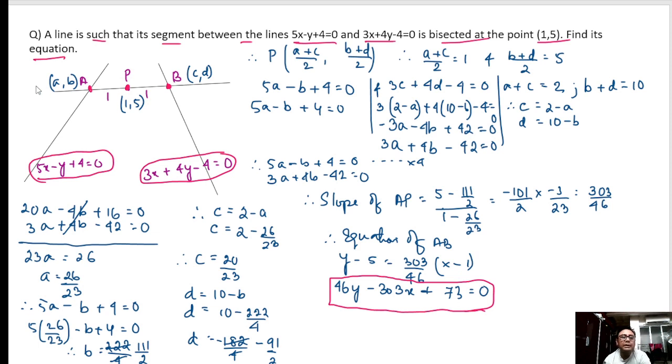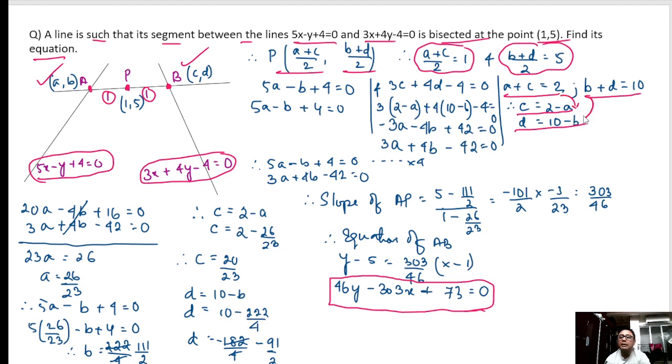Okay, so let the coordinates of this be a comma b and this be c comma d, and P's coordinate is given to you. Bisected means it is the midpoint, so the ratio is 1:1. So I can easily write that the coordinates of P will be a plus c by 2 and b plus d by 2. But a plus c by 2 is given as 1 and b plus d by 2 is given as 5. So I can write a plus c as 2 and b plus d as 10. So from these two, c is this and d is this.